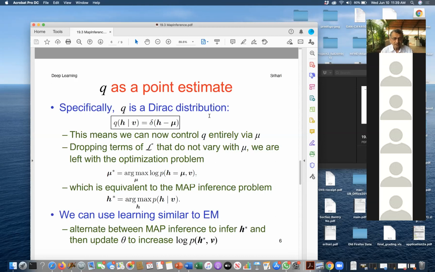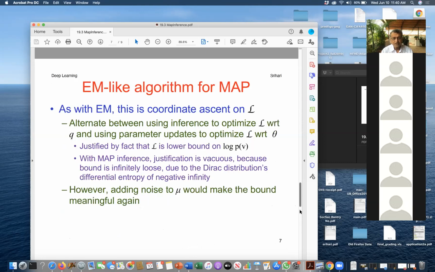Dropping terms of L that do not vary with mu, we are left with the optimization problem: mu star is equal to argmax log P. So this is simplifying it for the Dirac delta problem, which is equivalent to the MAP inference problem, H star. So this becomes a special problem. And we can use learning similar to EM, alternating between inferring H star and then updating theta. So there is an EM-like algorithm for this.